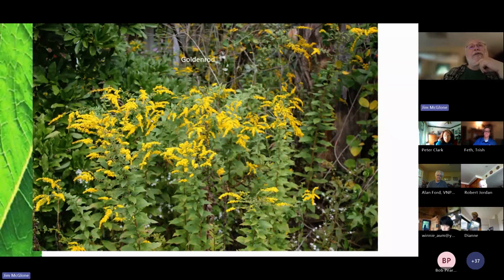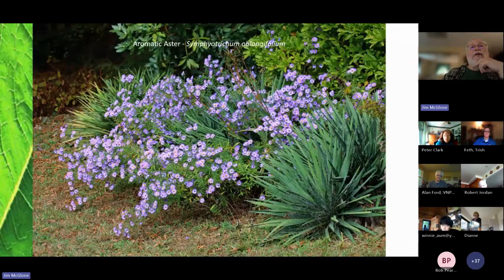The aromatic aster, this picture was taken in October. First of all, the New York asters don't do well in our yard. They tend to be real scraggly, but this is only like 3 or 4 plants. So this is a really good fall blooming plant for your yard.